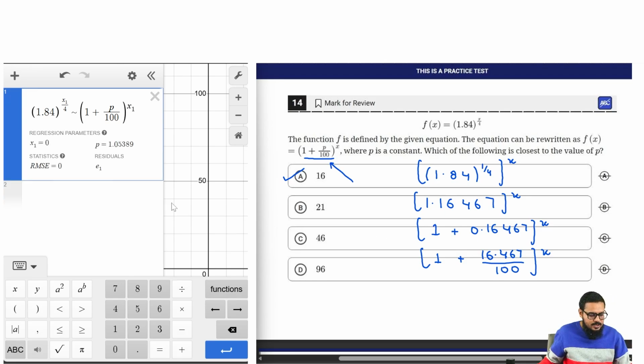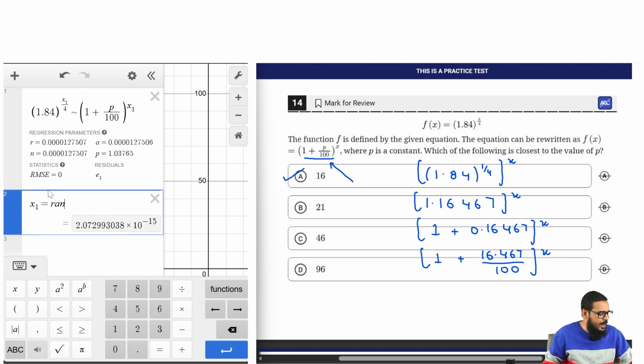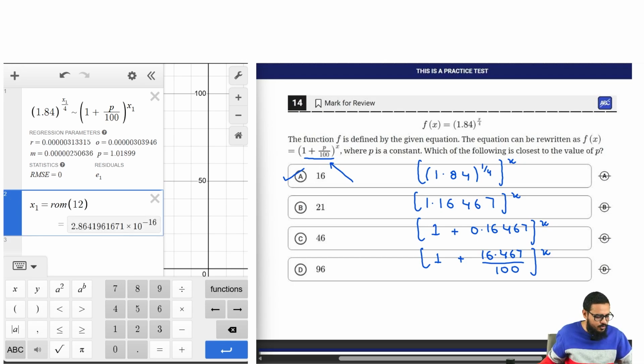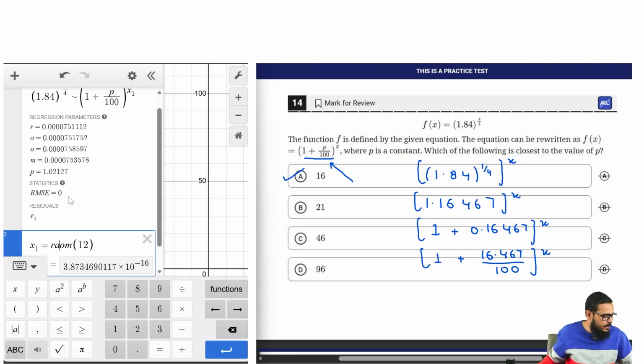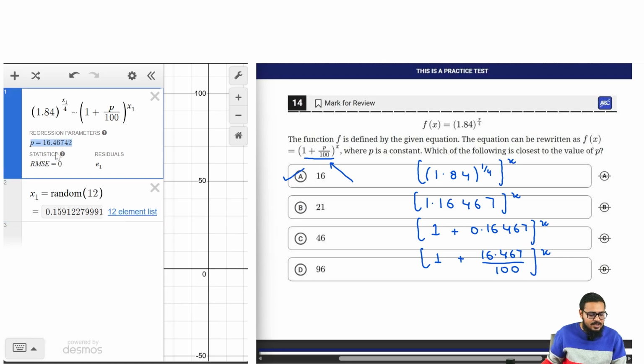Since I know that this entire left hand side is equivalent to the entire right hand side for all values of x, I have to instruct Desmos to test this regression for a lot of values of x. You can type x1 equals random, and write a number inside the bracket, let's say 12. So Desmos is going to test this entire system for 12 different random values, R-A-N-D-O-M. After Desmos is done testing this entire system for 12 different values of x, Desmos quotes you the value of p as 16.46742, and that's mentioned in answer option A.